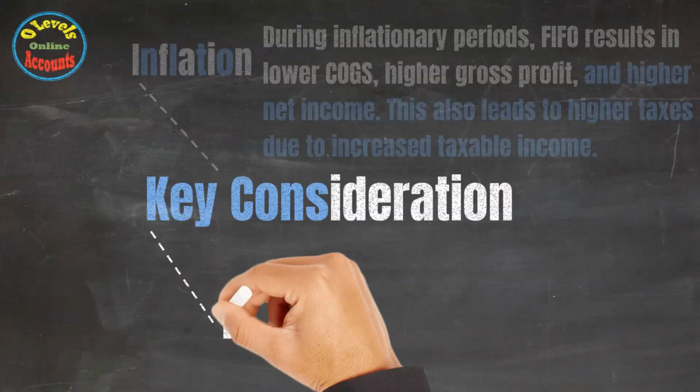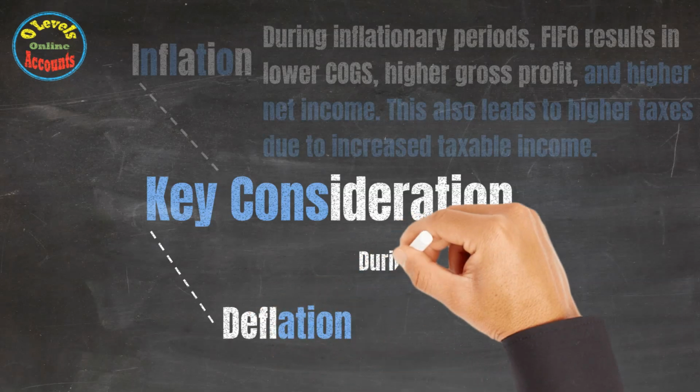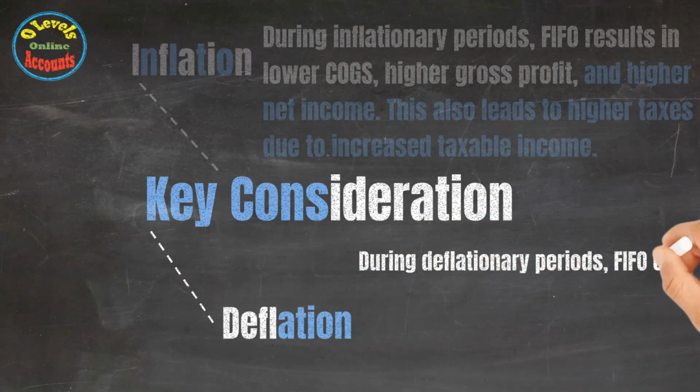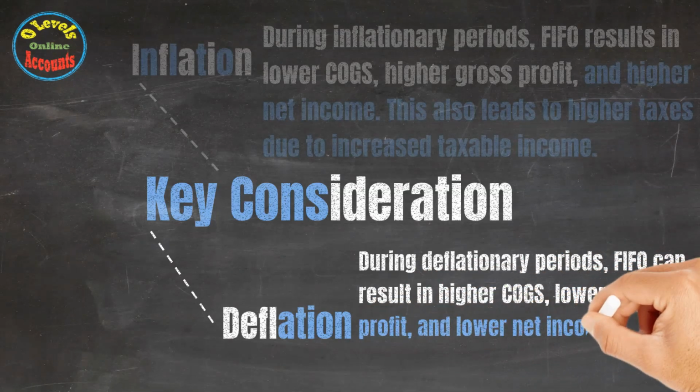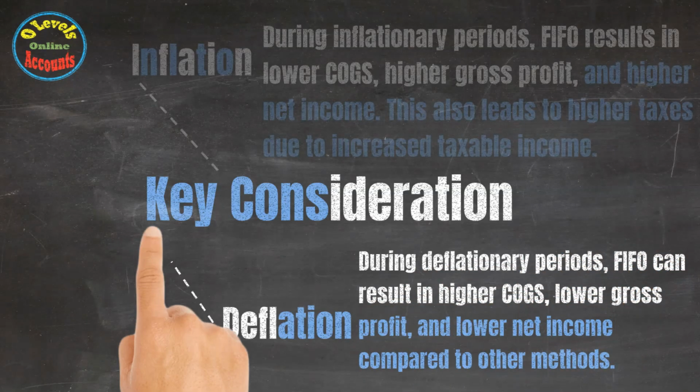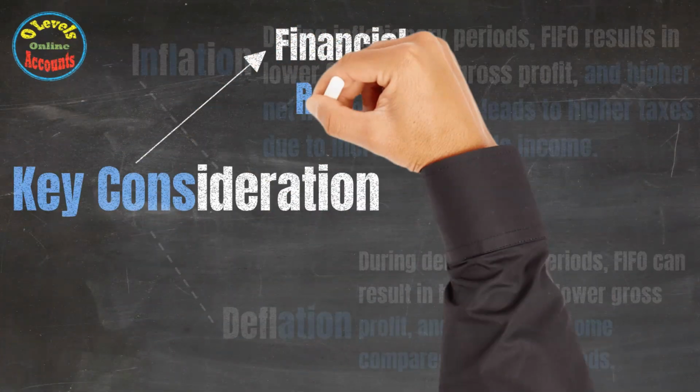The second consideration is deflation. During deflationary periods, FIFO can result in higher cost of goods sold, lower gross profit, and lower net income compared to other methods. The third consideration is regarding the financial ratios.